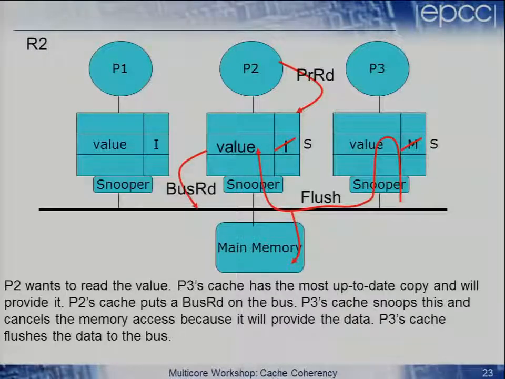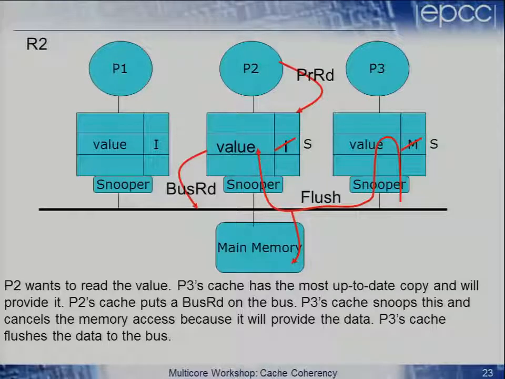Next, processor 2 wants to read the value. Processor 3's cache has the most up-to-date value, so processor 3 actually provides the value. This read is actually cancelled. Processor 2 issues a read, and the memory system says, you want to read, but you don't really want to read from me, because I know processor 3 has got it. So processor 3 gives it the value. And in this simple model, it flushes it to main memory.